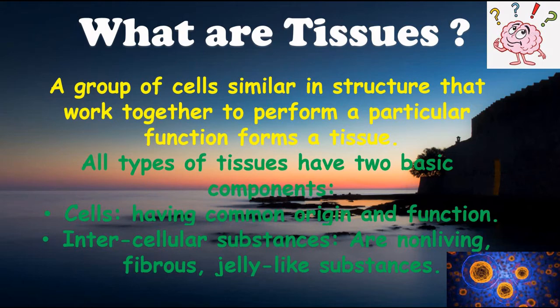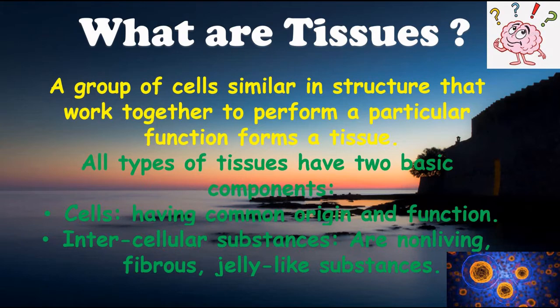All types of tissues have two basic components. The first one is cells having common origin and function. So as we discussed right before, cells which do the common function together form tissues. So here we have another point. They should even have a common origin.